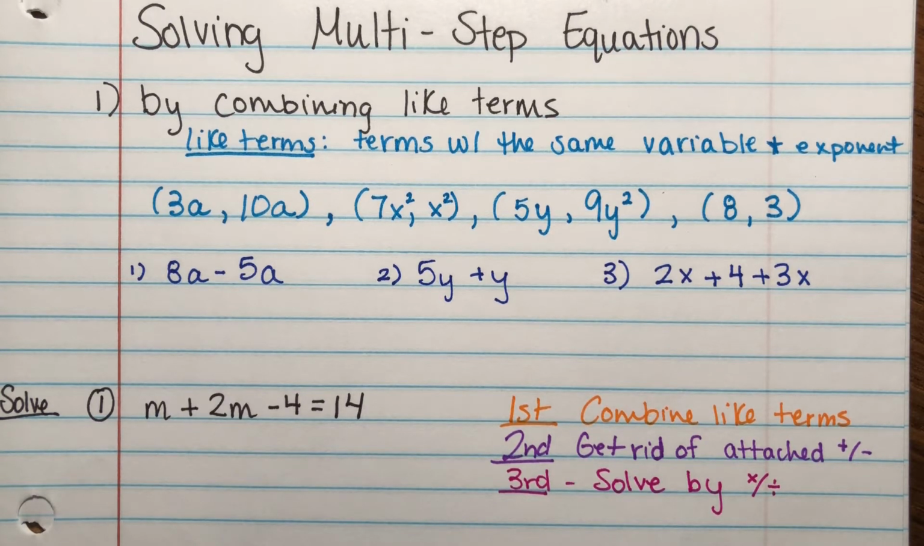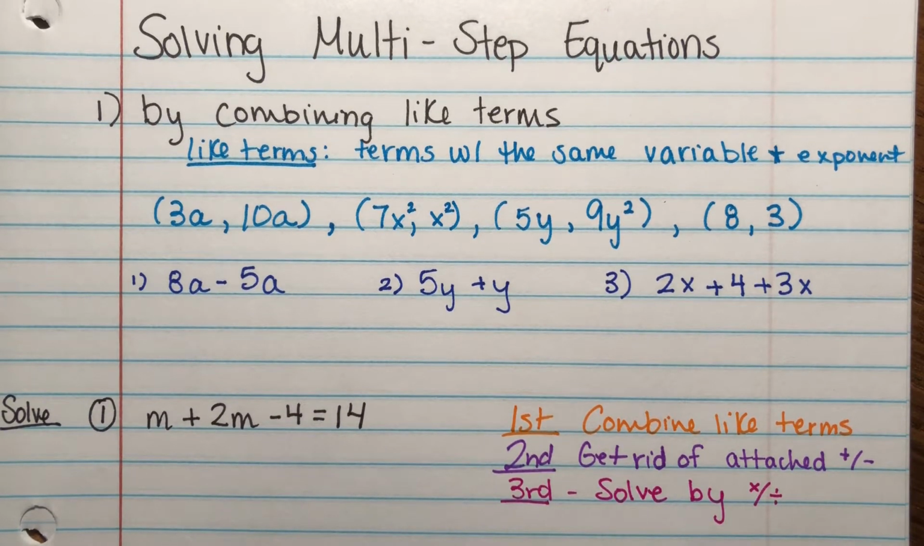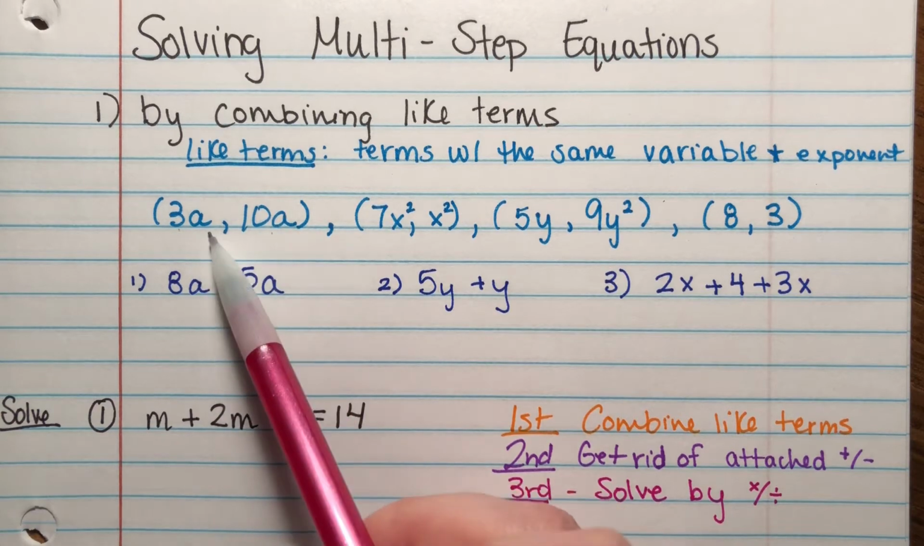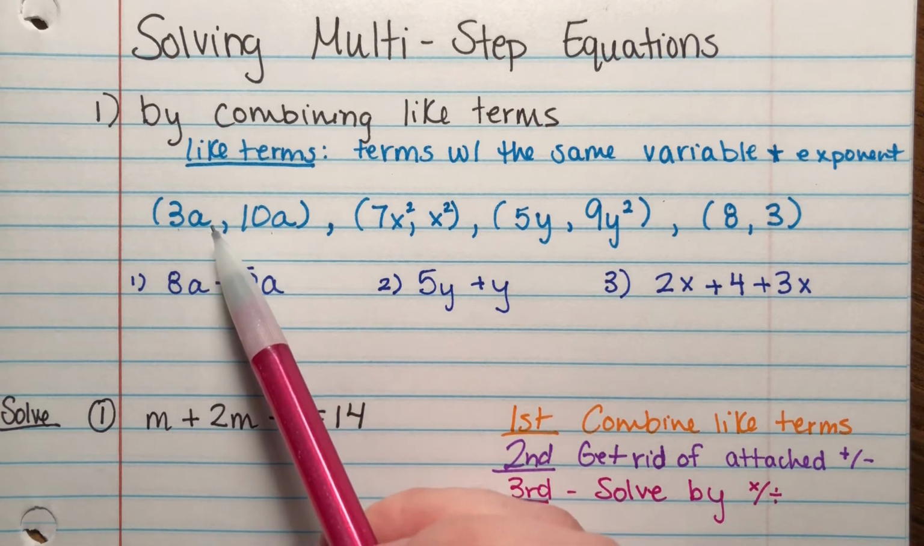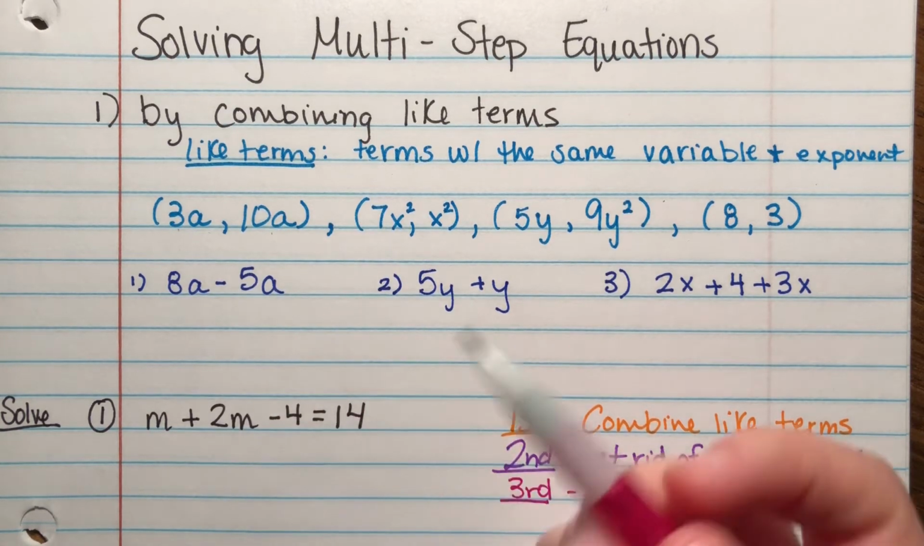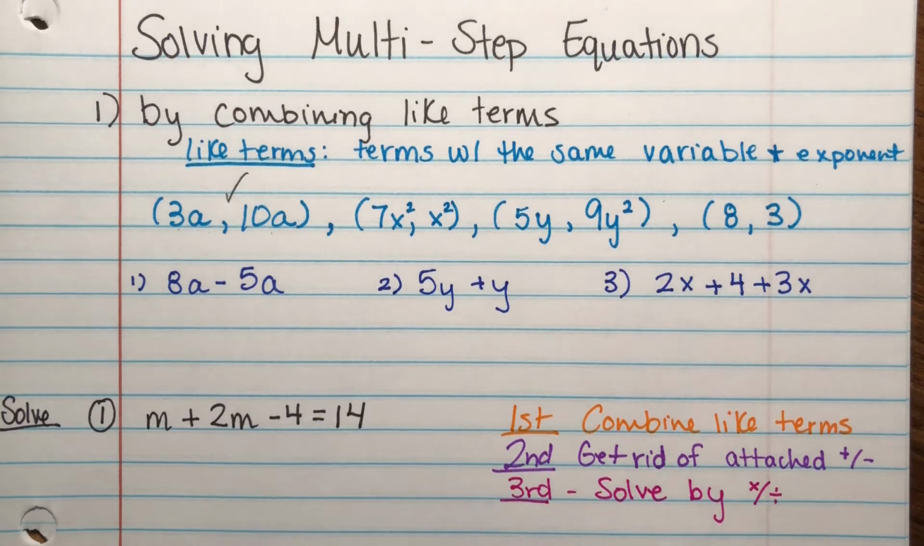Alright, so our first method of solving these multi-step equations is by combining like terms. Just a refresher, like terms are terms with the same variable and the same exponent. So we have 3a and 10a. Are they like terms? In other words, do they have the same variable and the same exponent? Yes. So those are like terms.